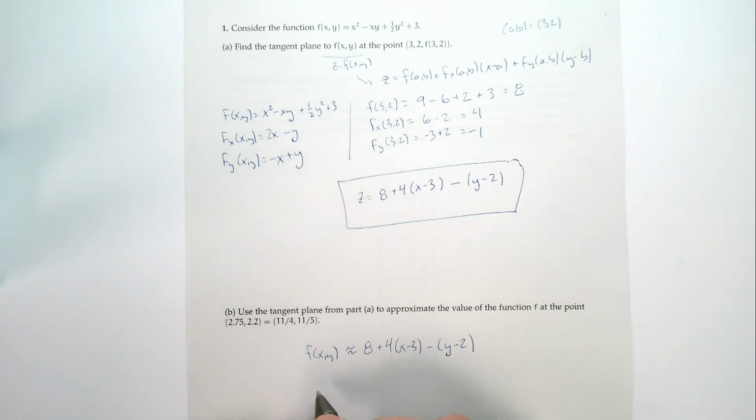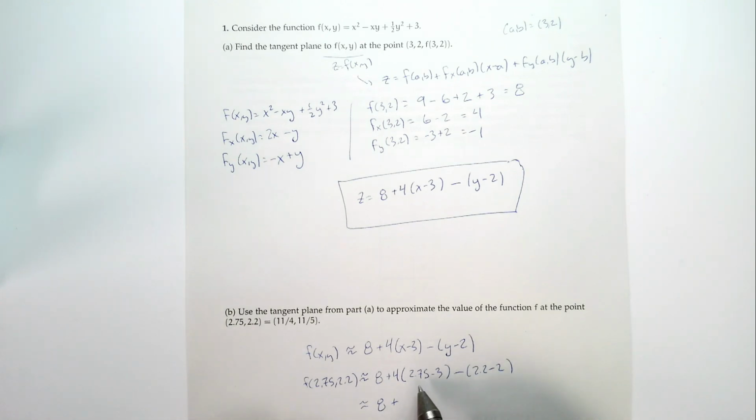So then we can say that f of (2.75, 2.2) is approximately 8 plus 4 times (2.75 minus 3) minus (2.2 minus 2). So that's 8. If I take 2.75, subtract 3, that's negative 0.25. So 4 times negative 0.25, and 2.2 minus 2 is 0.2, so minus 0.2. So this is really minus 1.